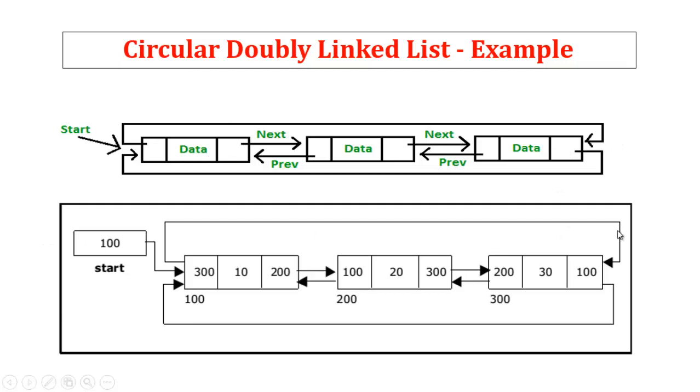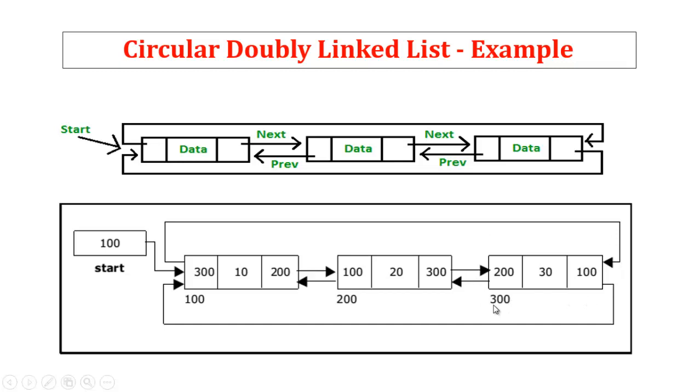Okay, this is another example. The starting address is 100. They are having three nodes, node 1, node 2, node 3. Each node has an address: 100, 200, 300. They have three fields: the previous field, the data field, and the next field. The next field points to the next node address. What is the next node? 200. Same thing here, the next field points to the adjacent node address, called the next node, 300.